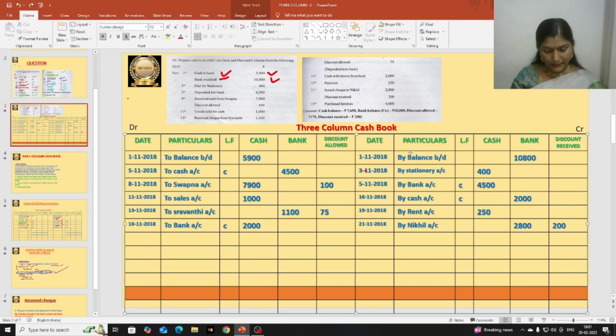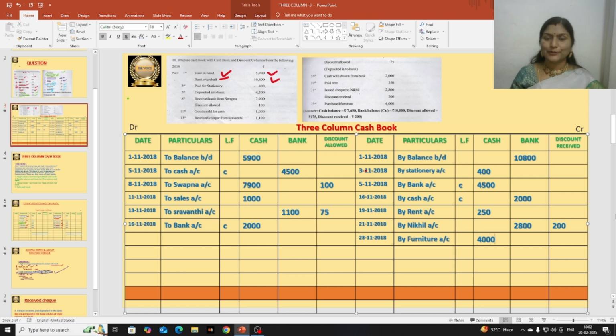Date is 23rd. And what will we record here? By furniture account. Okay, did they mention a cheque? No. Then where will we put the amount? In the cash column, 4,000 rupees.